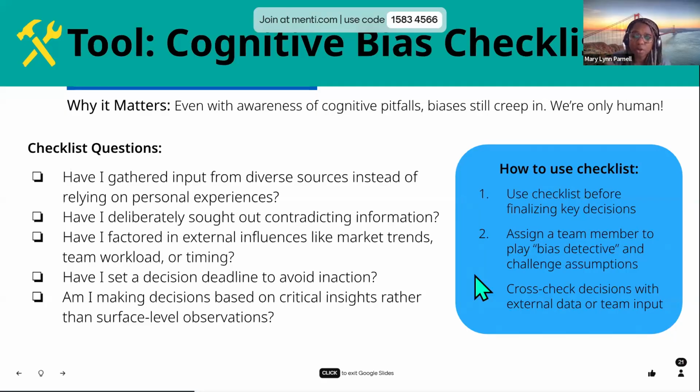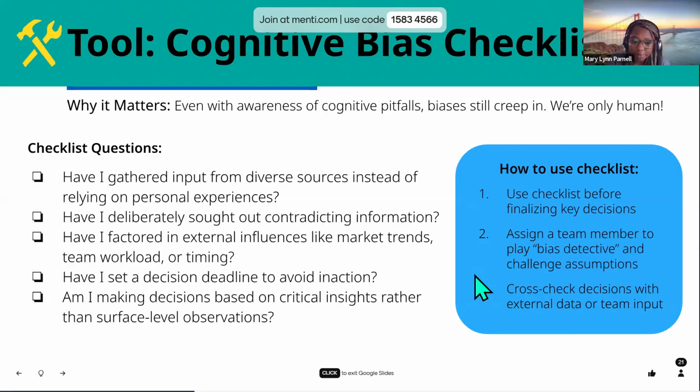I'll probably add, don't always go to the same people, right? When it means diverse, it means really broadening that environment. There are so many tools at your disposal to be able to access. Have you deliberately sought out contradicting information?